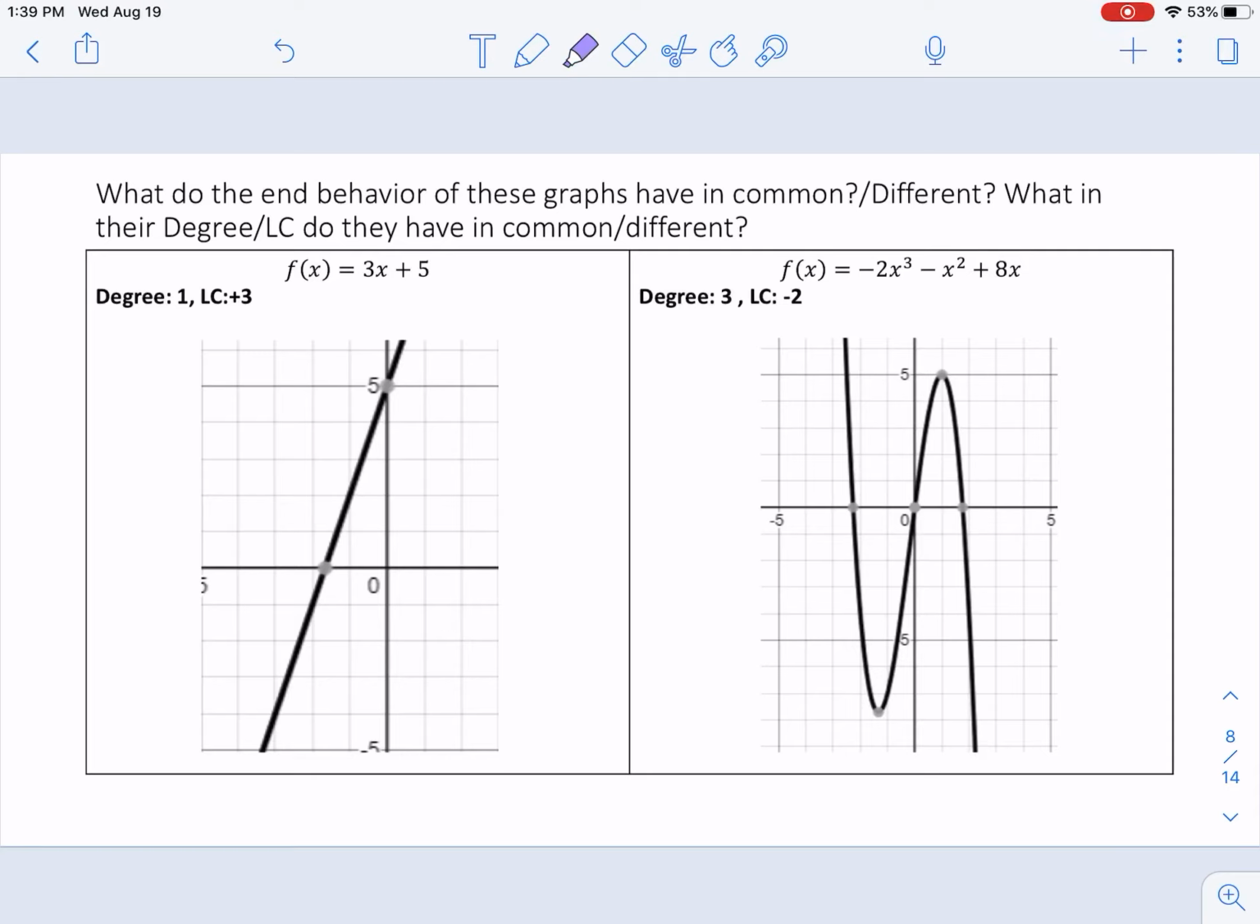All right, so here you're going to be asked to do exactly the same thing, but these are two different graphs. So how are their ends common? How are their ends different? And what do you notice about their leading coefficient and their degree? Once again, take a moment to pause. Go ahead and sketch these out and everything, and then come back to hear my explanation.